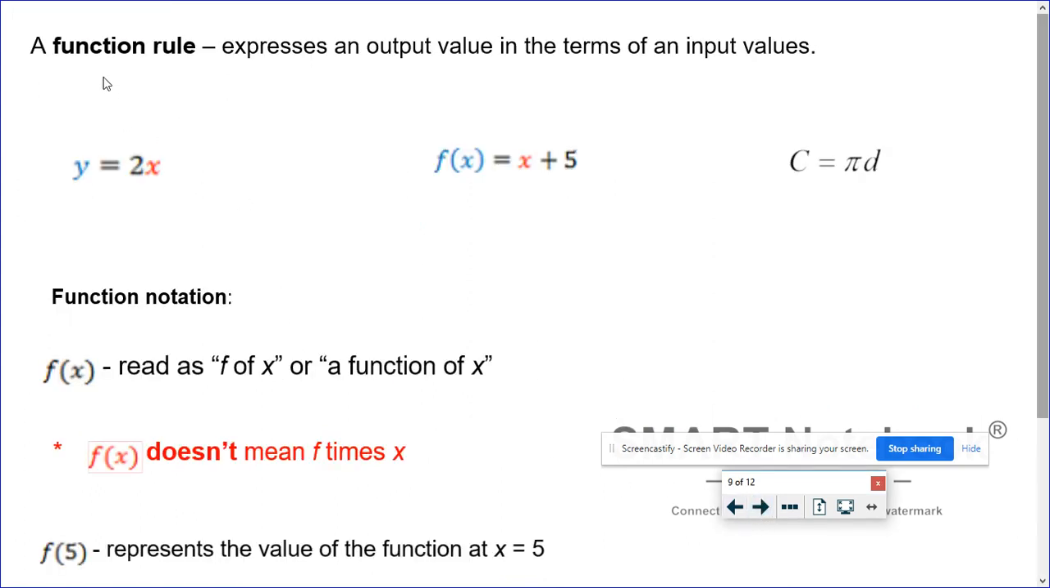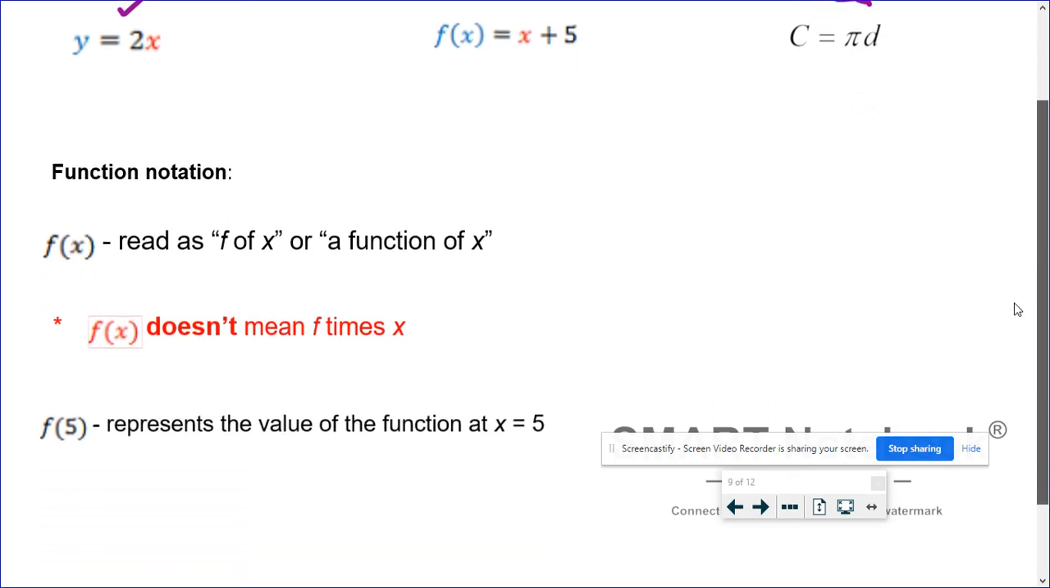All right, a function rule expresses an output value in terms of an input value. So a function rule can look like an equation. This is function notation, but it's the same idea. And then this is a formula where, again, something is equal to something else. It doesn't look like y equals x or whatever, but by the way, this would be for the circumference of a circle.